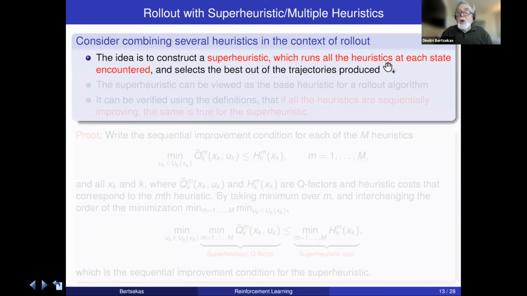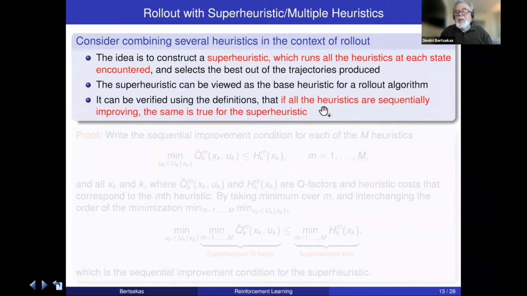So this can be very powerful because the super heuristic may be much more effective than each one of these heuristics individually. Now you can view this super heuristic as a base heuristic for a rollout algorithm. And the important fact here is that if all the heuristics are sequentially improving, the same is true for the super heuristic. So if all of these heuristics satisfy the cost improvement property, the cost improvement property is maintained for the super heuristic.